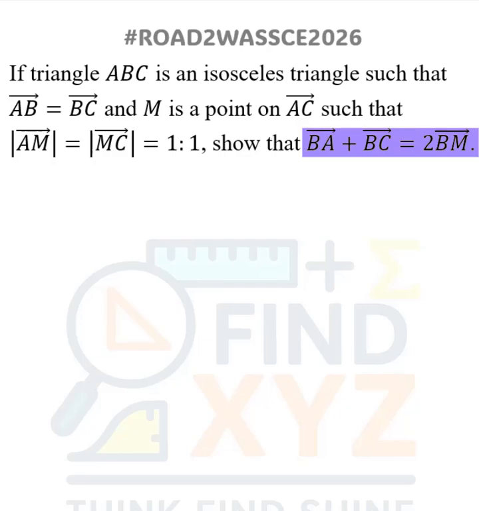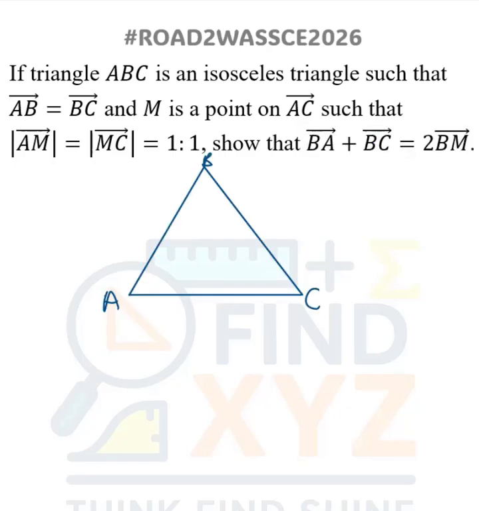Let's dive in. I'll begin by sketching the isosceles triangle ABC. Now we have been told that this is an isosceles triangle, so vector AB, so A to B, is the same as vector B to C. And then we are also told that there's a point on vector AC that divides it into two equal parts because the ratio is 1:1. I'll locate point M on vector AC and I'll draw a line to connect it to B. So this is point M.